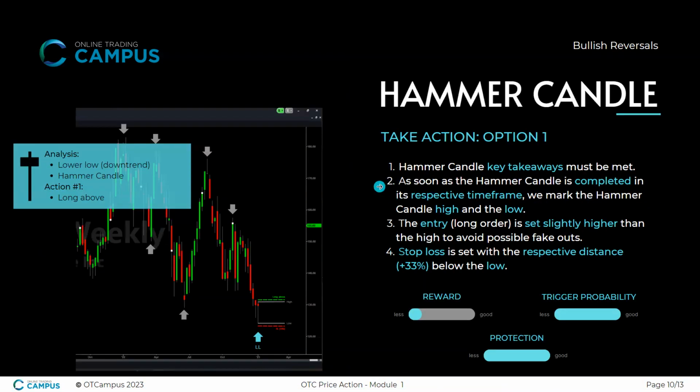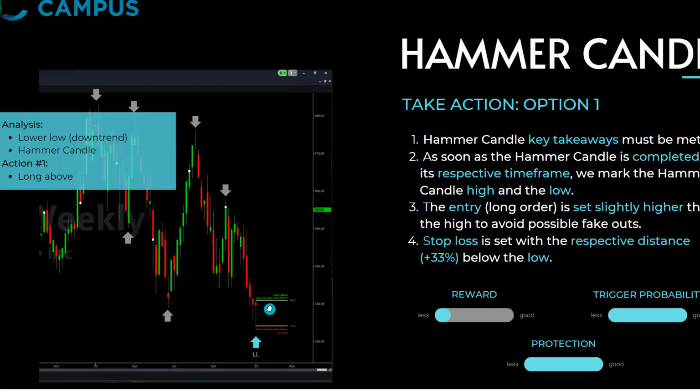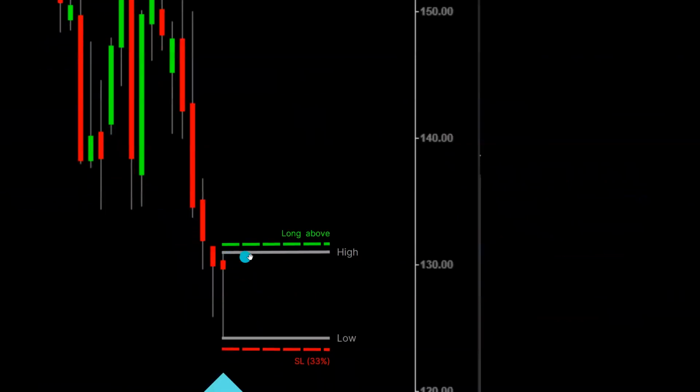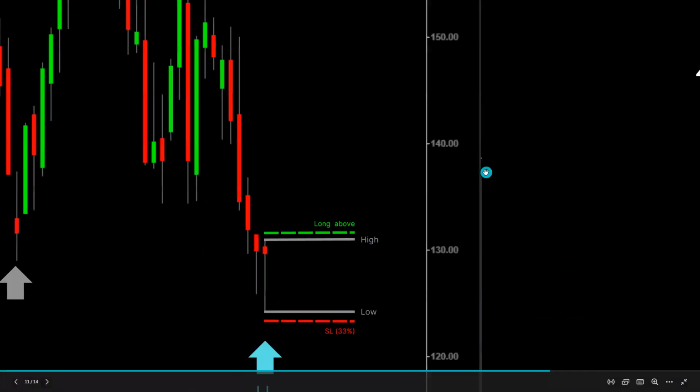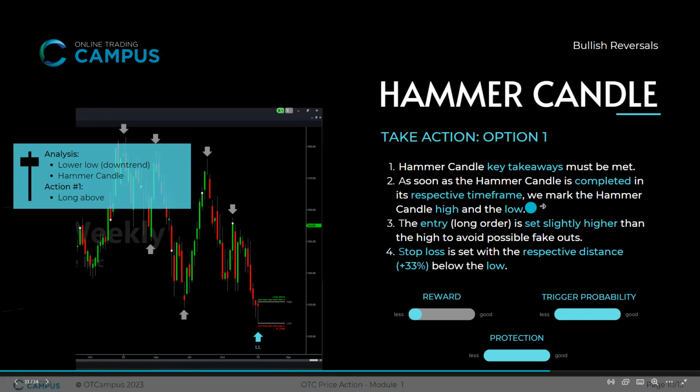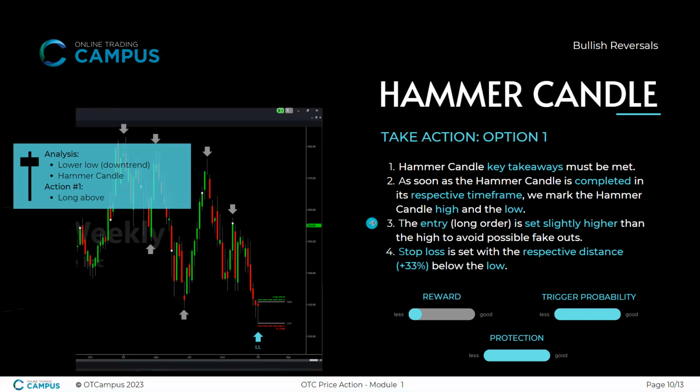Then as soon as a hammer candle is completed, that's what I talked about, we have to wait to complete the hammer candle. We need a real close. The hammer candle is completed in the respective time frame: weekly, monthly, daily, 60 minutes, 23 minutes, up to you. We mark the hammer candle high and low. Look at this. We mark the high here and the low.